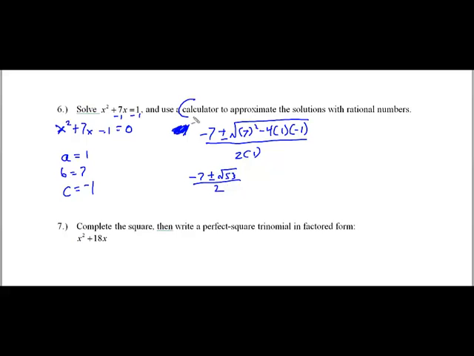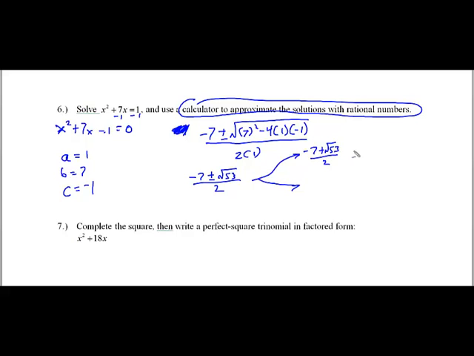But I'm going to want to use a calculator to approximate the solutions with rational numbers. So I'm going to use a calculator to turn that into a decimal. To make this easy on myself, I'm going to have negative 7 plus the square root of 53. Type that in on the calculator, hit enter, and then divide it by 2. You'll get an answer rounded to 2 decimal places of approximately 0.14. Negative 7 minus the square root of 53 divided by 2 is going to be approximately negative 7.14. So again, just typing this in, hitting enter, dividing by 2, and that'll give you what you need.